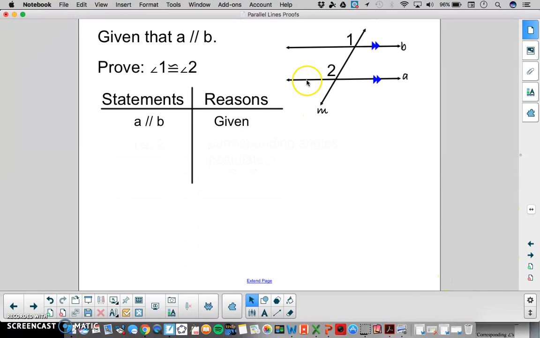In our next example, we have angle 1 and angle 2 that we want to prove congruent. We're given that A and B are parallel lines. So we're starting with the fact that the lines are parallel. So we know angle 1 and angle 2 are corresponding angles. Well, the corresponding angles postulate says that corresponding angles must be congruent. And so I've now proven that 1 is congruent to 2.